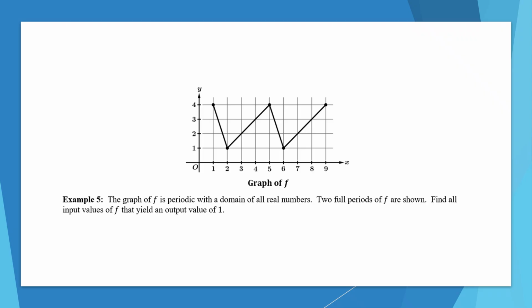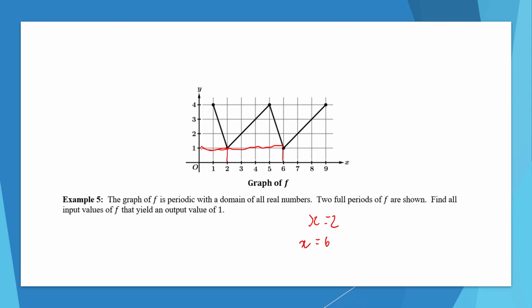All right, number 5. The graph of f is periodic with a domain of all real numbers. 2 full periods are shown. Find all the input values that yield an output value of 1. So here, if we take a look, we see an output value of 1 at 2. We also see an output value of 1 at 6. So here, how do we say x equals 2, x equals 6?